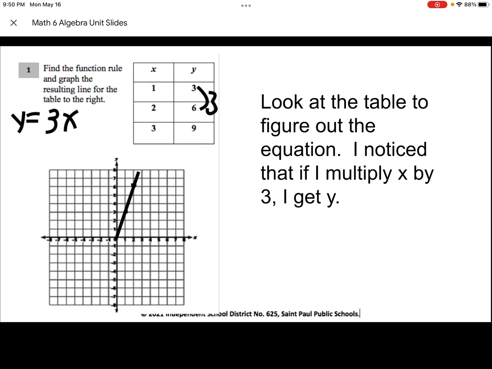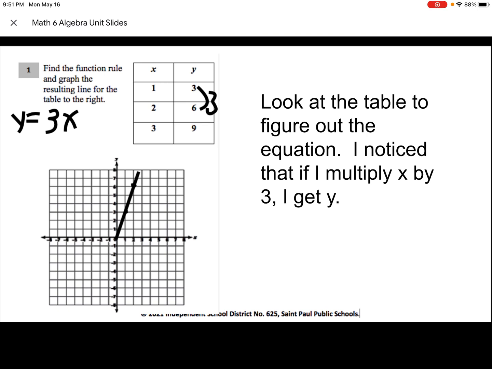Then you're going to check out your table, and you're going to say, what do I notice? I notice that there's a difference between 3 and 6 of 3. That tells me that the coefficient for x is times 3. So then I test out my theory. 1 times 3 is 3. 2 times 3 is 6. 3 times 3 is 9. So the equation for the table and for the line is y equals 3x.